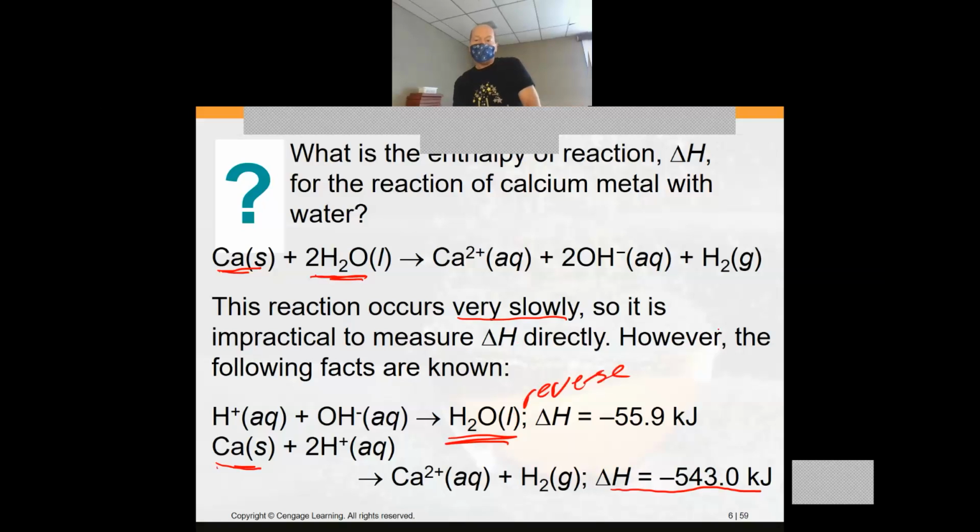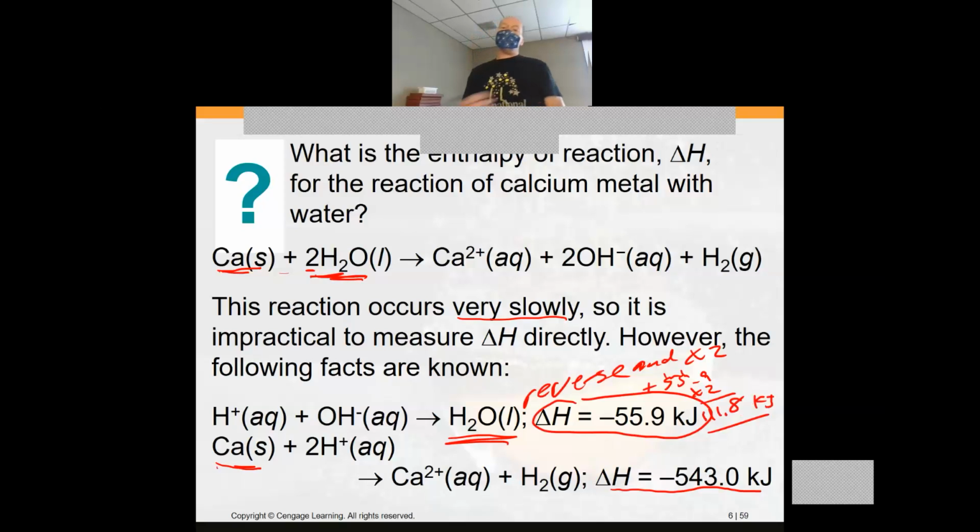All right, but we also have to multiply it by 2 because this balanced chemical reaction says we need to have 2 waters. So we have to reverse it and multiply it by 2. Then we're going to add them up. So that means that we have to reverse this delta H, which means now it is a positive 55.9, and we have to multiply it by 2. And so now we have to multiply the delta H by 2. And so that gives us 111.8 kilojoules positive because we reversed it.